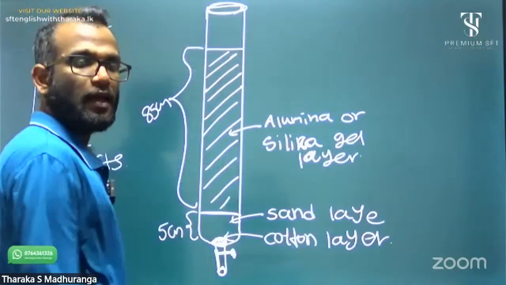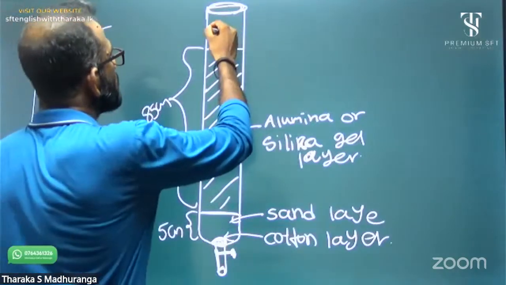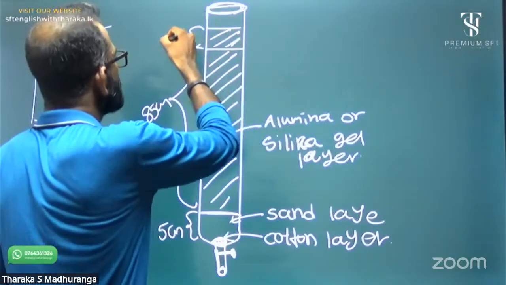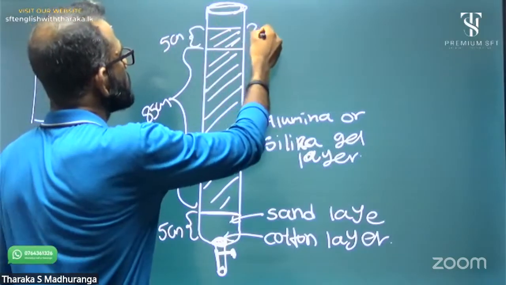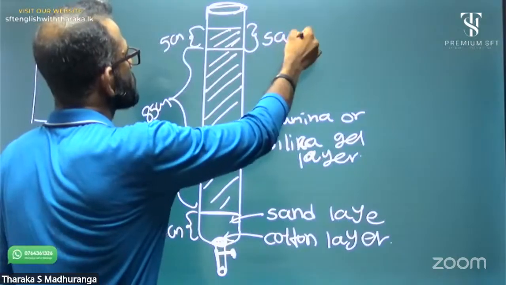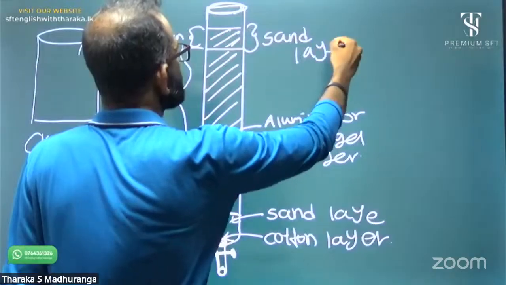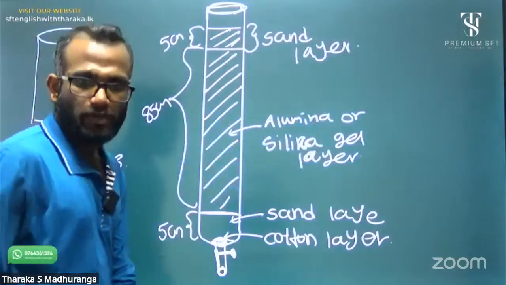Right? And additionally, on the upside, 5 centimeter another sand layer. Right? That is a column now. That's a column.